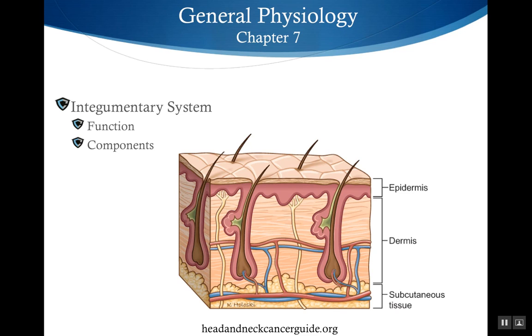Now, the dermis, which lies immediately underneath the epidermis, contains many nerve endings and receptors that allow for the detection of touch, temperature, and pain. So that's what allows us to have sensation. The final layer underneath that dermis is the subcutaneous tissue, and that final layer is the subcutaneous fat.